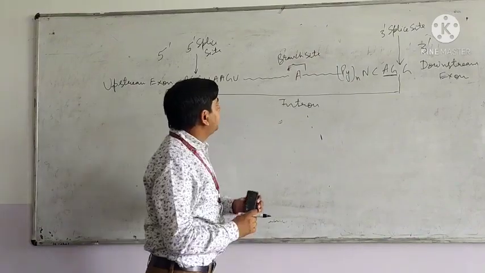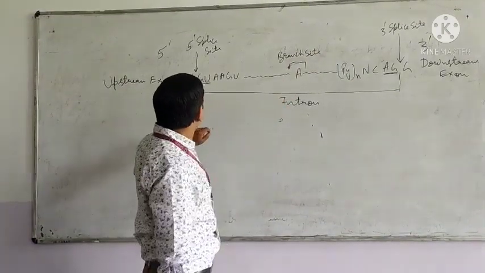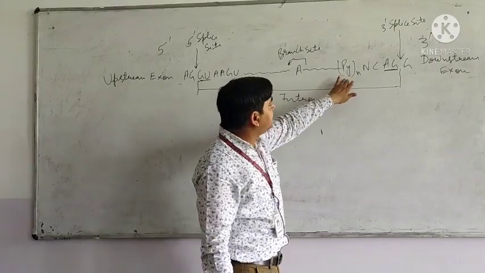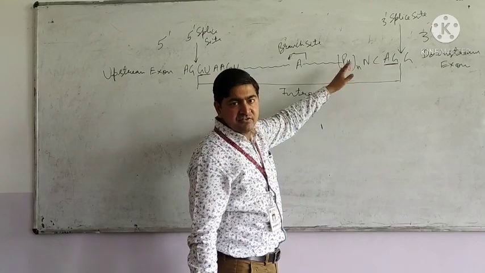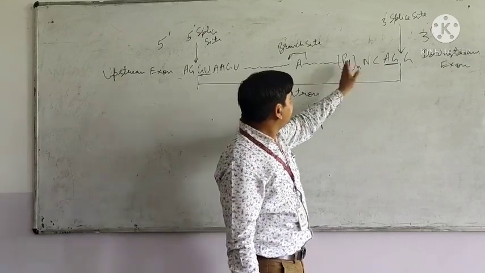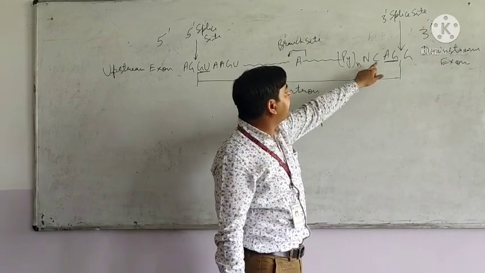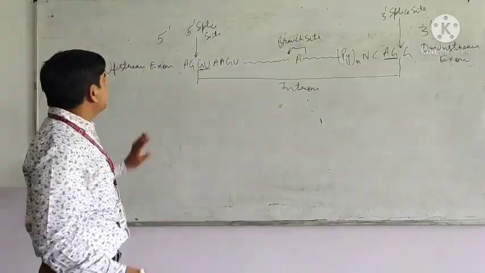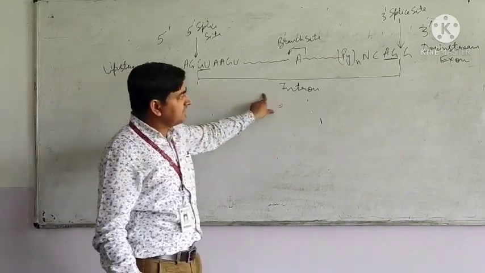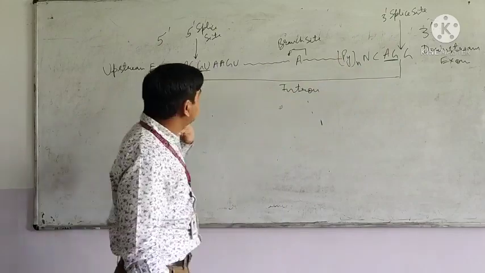There is an adenine molecule, an adenosine residue, and these are pyrimidines, some molecules of pyrimidine. Pyrimidine means C, T or U, any of them, but not T as it is mRNA, and N means any nucleotide, and then the AG. So in this case, we have to remove this intron and join this exon first and exon second.